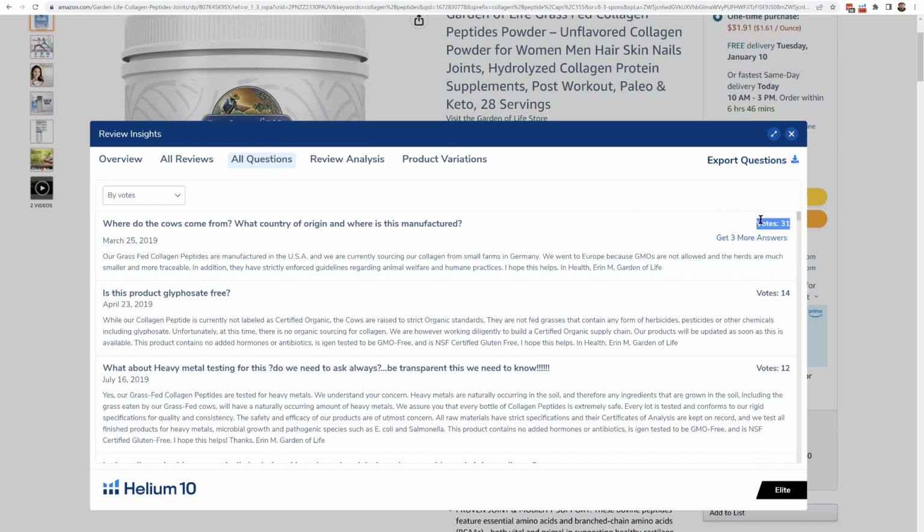This question has 31 upvotes, and it's: where do the cows come from? What country of origin, and where is this manufactured? The first part seems kind of ridiculous, like, where do the cows come from? And then it asks, where is this manufactured? I'm assuming some part of collagen comes from cows. I didn't realize that, but all these people who buy collagen peptides know about that. And then where's the actual product manufactured? And so that's the number one thing.